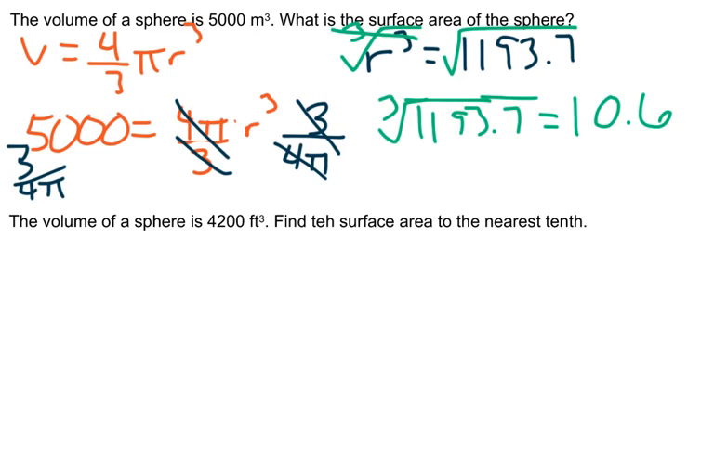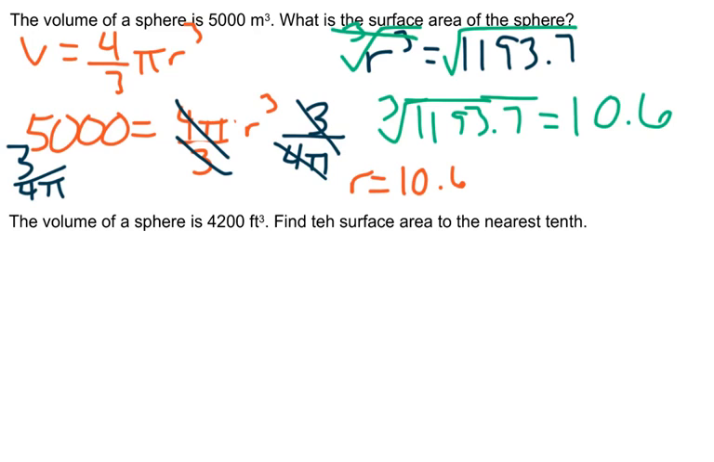Okay? The other way you can do that is, again, to the 1/3. So to get rid of a third power of 3, you have to raise it to the 1/3. So another thing you could do on your calculator is 1193.7 raised to the 1/3. And that will get you 10.6 also. Okay, so a couple ways. It's easier just to, on the calculator, hit Math, and then go down to the third root symbol. Okay, so we know r is equal to 10.6.